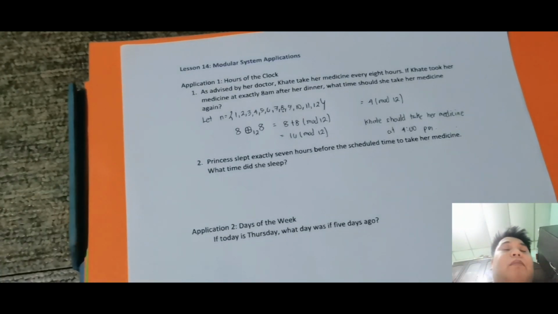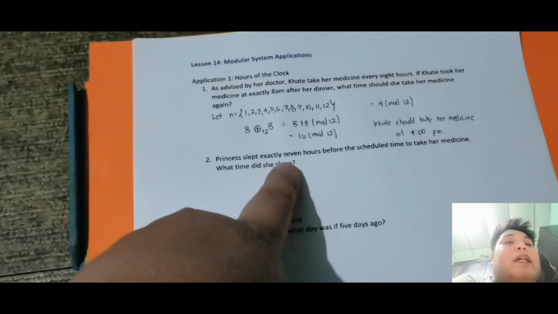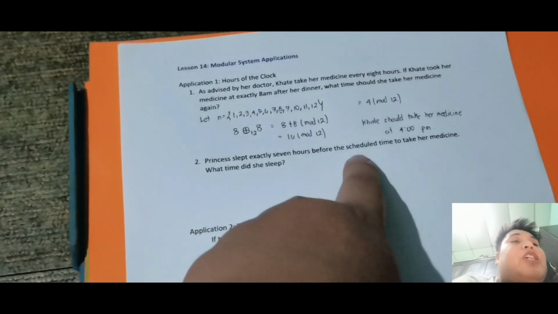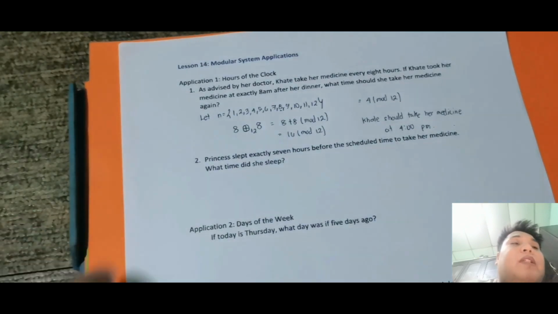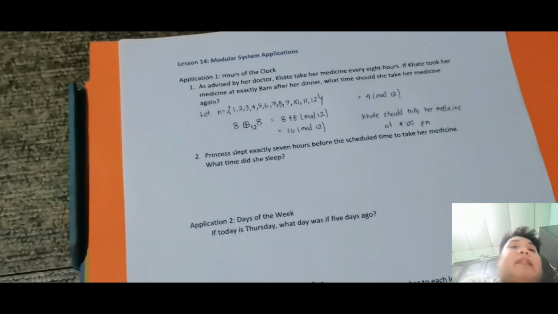So ganun siya kasimple. So next is, Princess slept exactly 7 hours before the scheduled time to take her medicine. So, si Princess, siya naman yung president natin sa psychology. So, what time did she sleep? Again, Princess slept exactly 7 hours before the scheduled time to take her medicine. What time did she sleep?